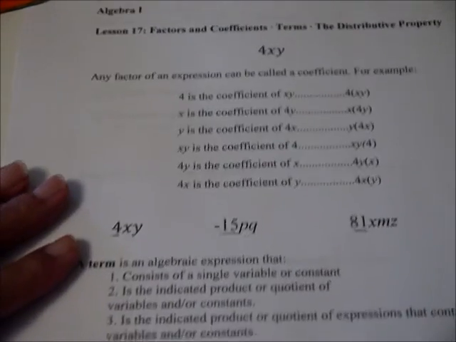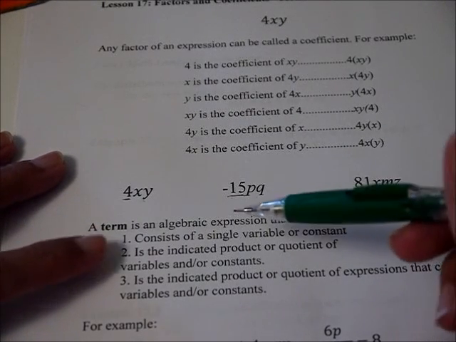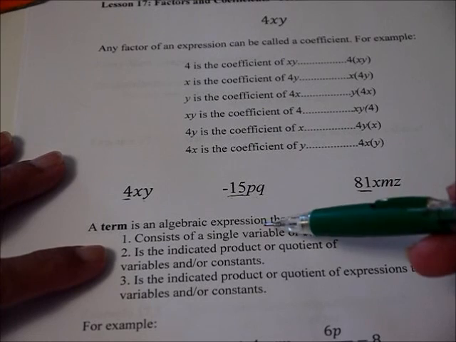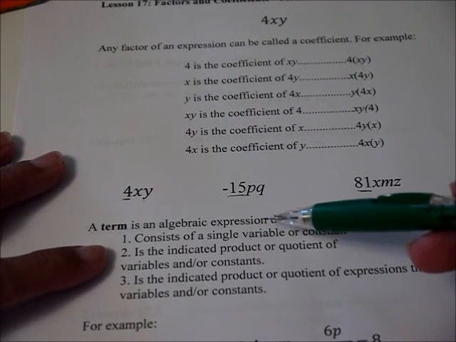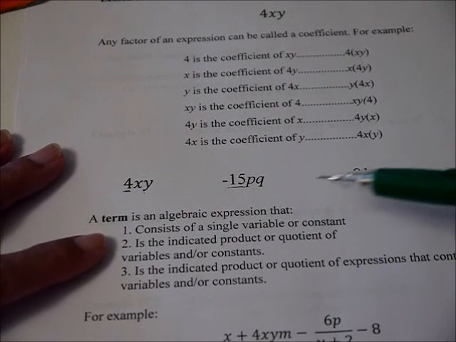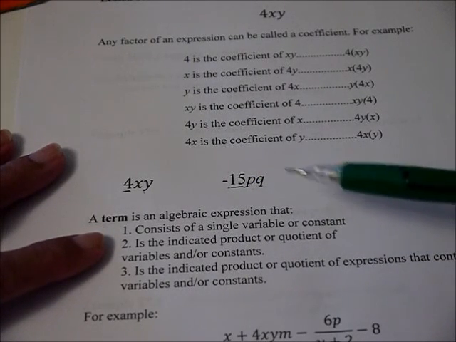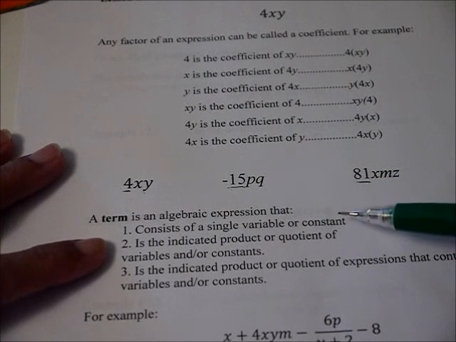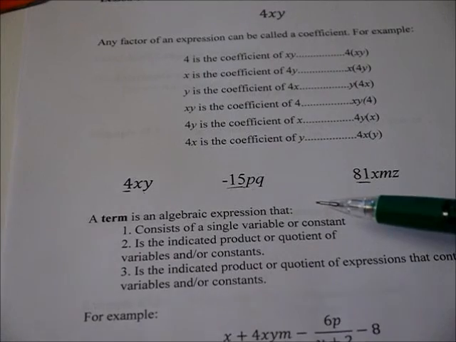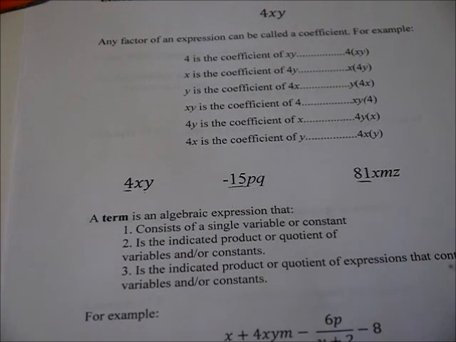Now let's talk about the idea of a term. A term is an algebraic expression consisting of, and we're going to talk about that later too. In lesson 21, I believe we're going to go through some of this vocabulary again. An algebraic expression that consists of a single variable or constant, or is the indicated product or quotient of variables and/or constants, or is the indicated product or quotient of expressions that contain variables and/or constants.